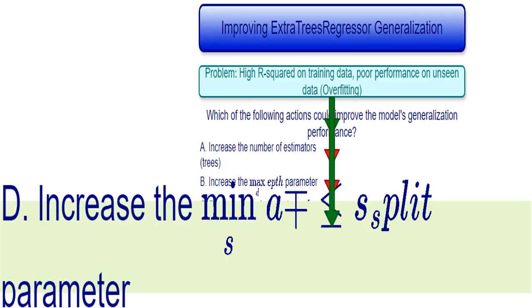Increasing min_samples_split means that we need more data before splitting a tree's branch, leading to simpler trees. Simpler trees are less likely to overfit. Think of it as simplifying the problem to focus only on the most important factors.